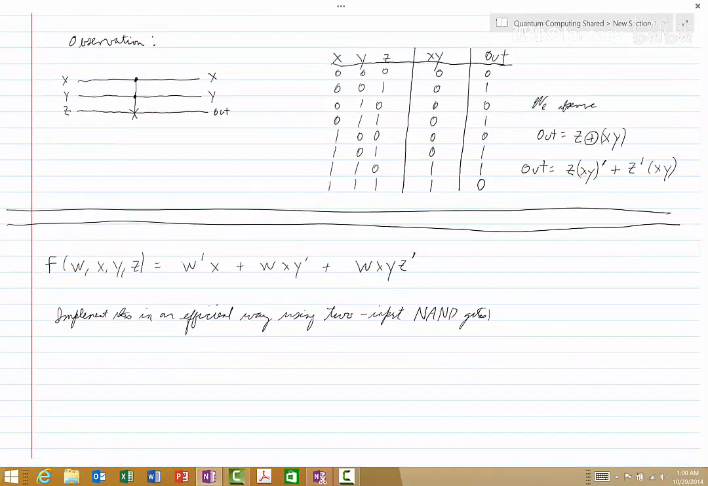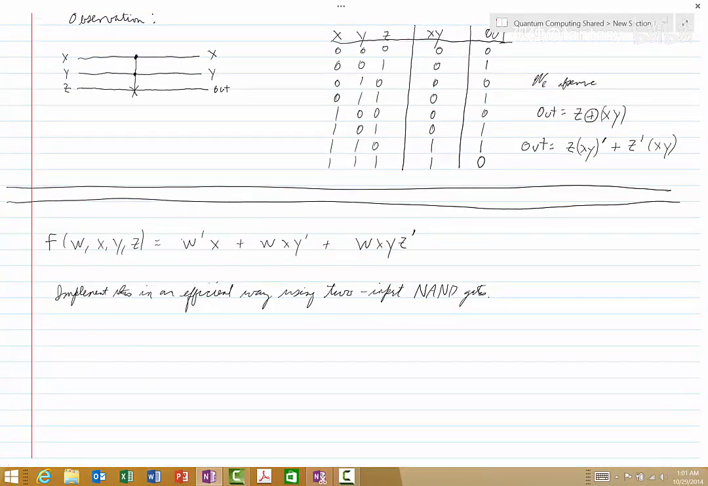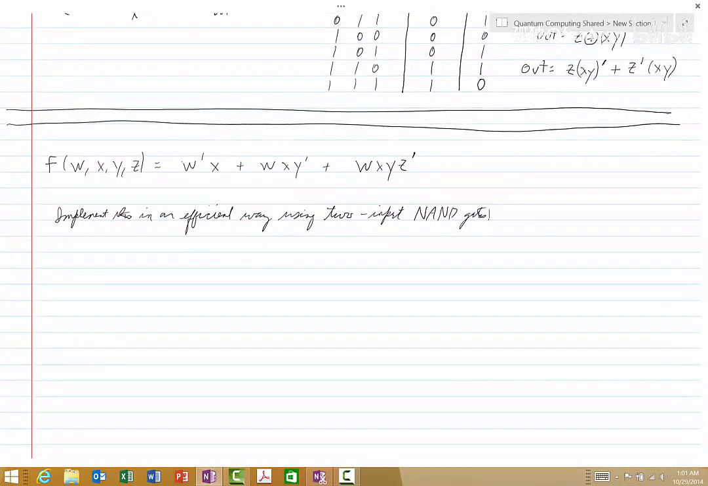So let's say that we were challenged with trying to find an efficient way to implement this function using only two-input NAND gates. Well, the way that I recommend that you proceed is as follows. First of all, we can use the Quine-McCluskey method to write this function in a minimal fashion. Since the Quine-McCluskey method is involved, I won't go through all that again, but let me remind you of what the steps would be.